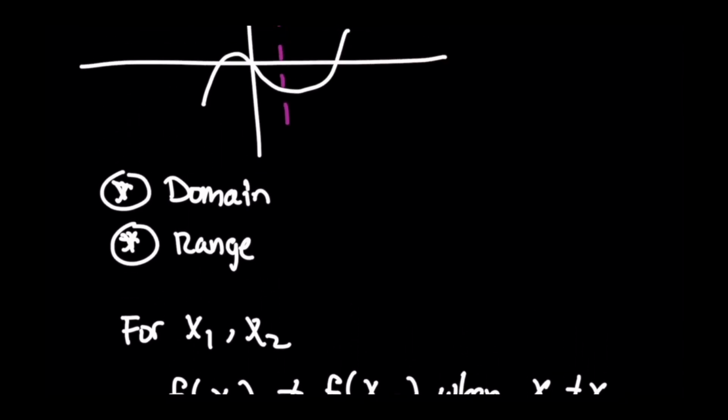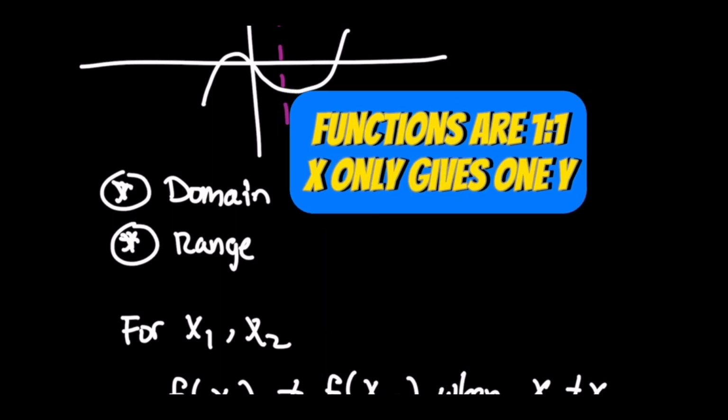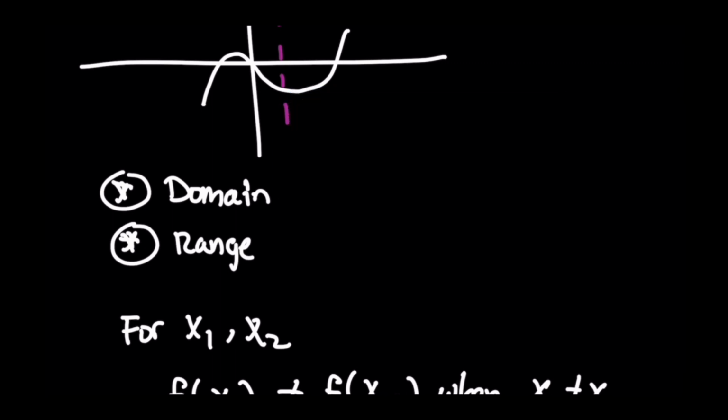Because if they did, a vertical line then would actually hit multiple output values of y. So that essentially is telling you we have a one-to-one relationship where if I have one specific value of x, I will always get one and only one value of y at most.